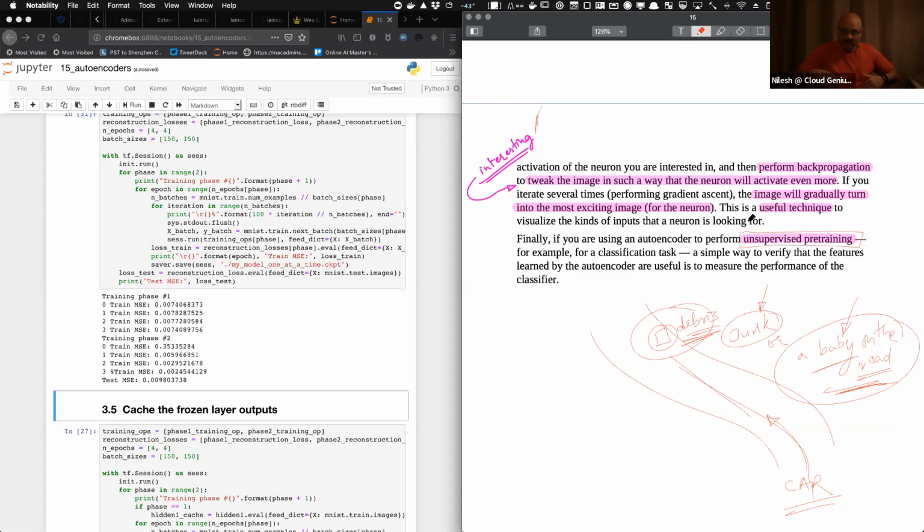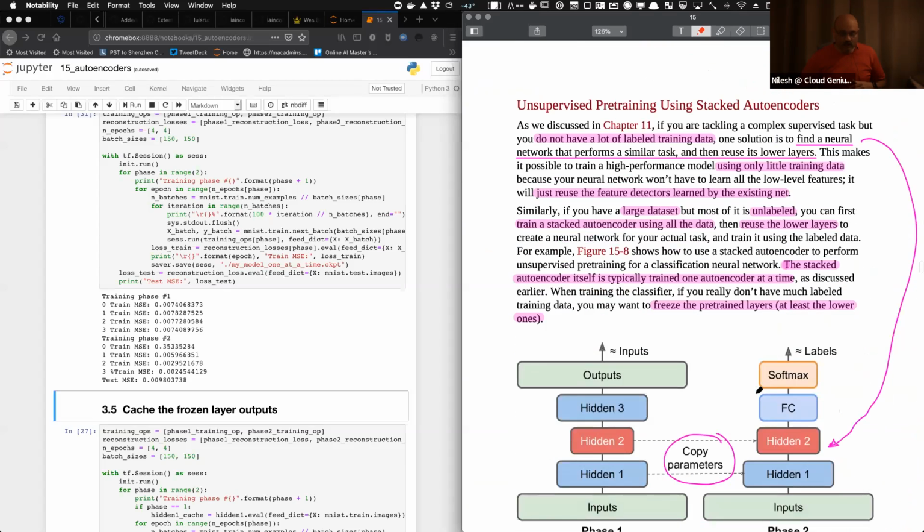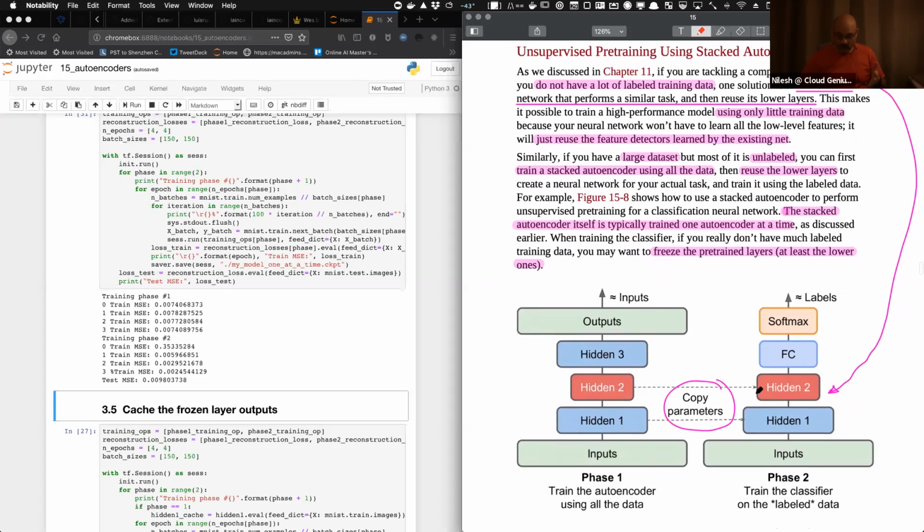So at least for the lower level features, you can expedite and speed up and reuse that from an autoencoder in a regular CNN, or convolutional neural network, at a higher level. You can keep reusing the layers from an autoencoder. That's the underlying idea. So, unsupervised pre-training using stacked autoencoders. Here the same idea I just described is shown in the picture.